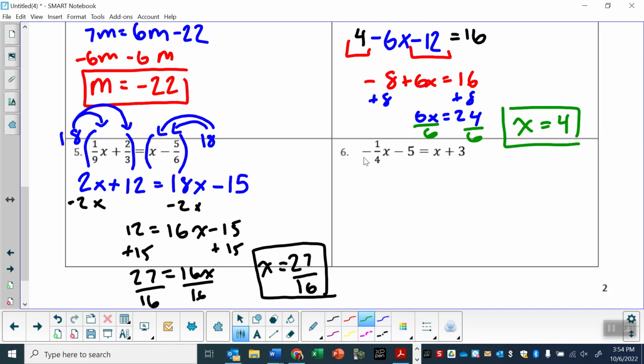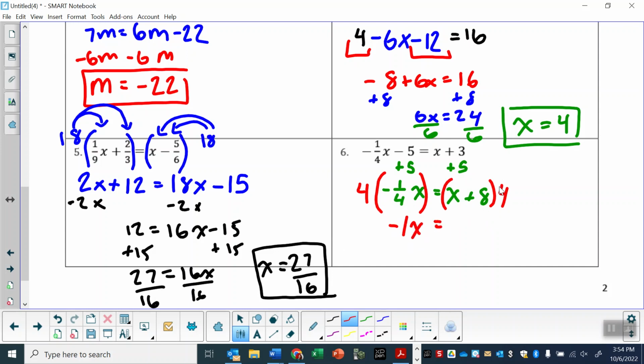Okay, number 6, similarly, you can add 5 to both sides. And again, there are multiple ways to solve an equation. As long as whatever steps you take, you get the same answer that I get in the end, you're solving it correctly. If you want to get rid of this fraction, you can multiply both sides by 4. The whole side of both sides gets multiplied by 4. 4 times negative 1/4 is negative 1. And on the other side, you want to distribute 4x plus 32. And then you have no more fractions, which is really nice.